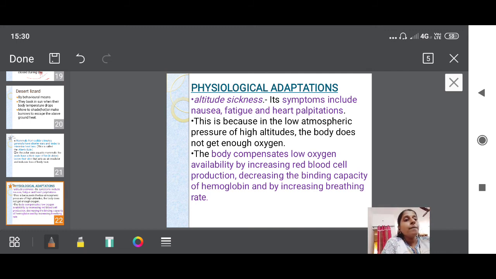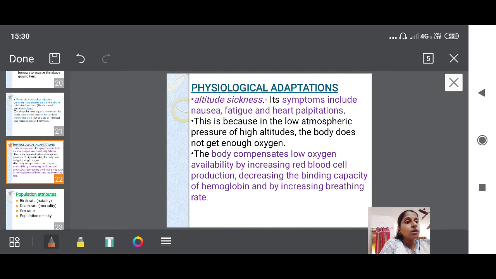Okay, so by increasing the red blood cells, the number of hemoglobins increases. By decreasing the binding capacity of hemoglobin, the carbon dioxide is not getting bound absolutely, and by increasing the breathing rate, what can we do? We can withstand the changes which take place when we move on to high altitudes. So these are the things which we adapt to survive.